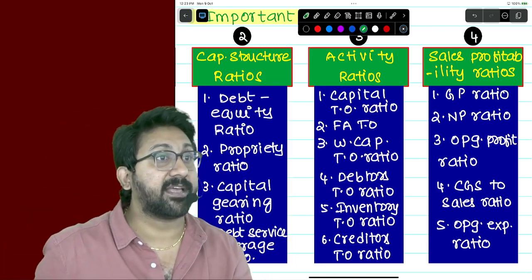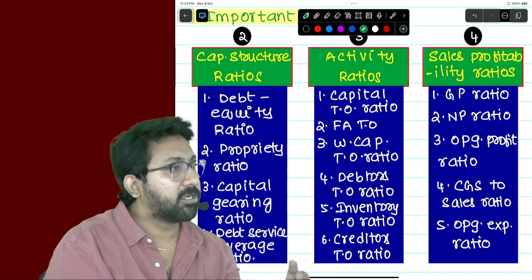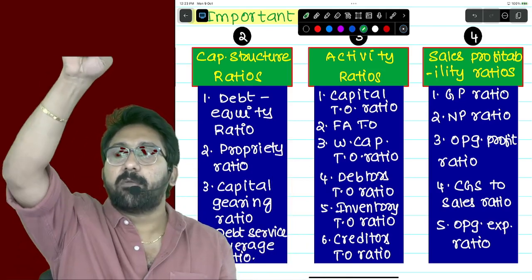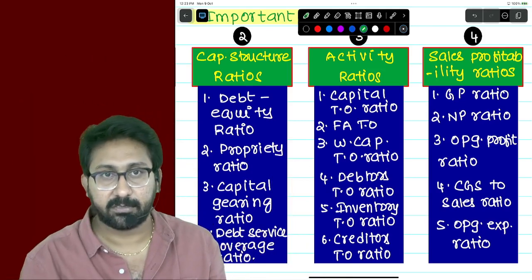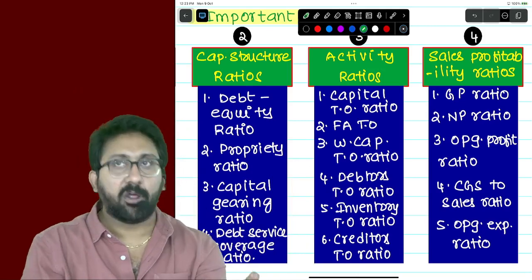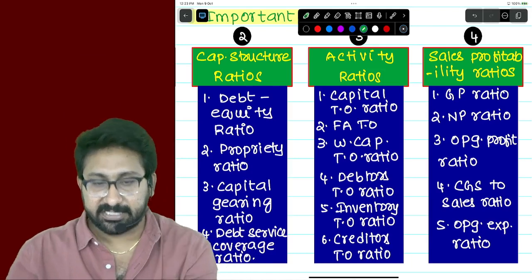Activity ratios: activity comes because of capital. Because of capital, what should come in the denominator? Capital should come in the denominator. Turnover should come in the numerator. Is everyone in the class listening? Working capital, denominator. Turnover, numerator. Fixed assets, denominator.